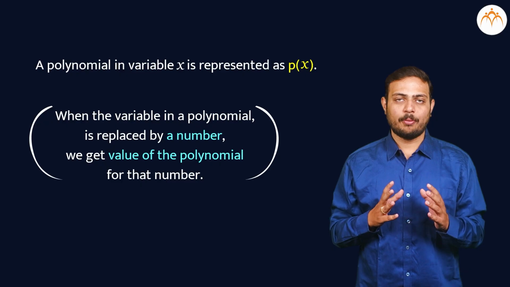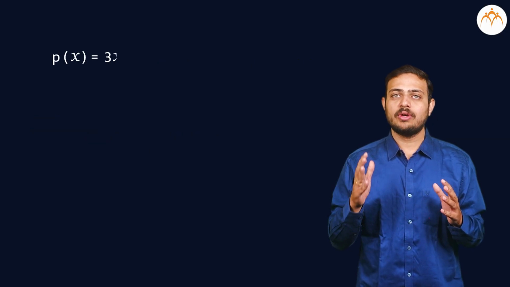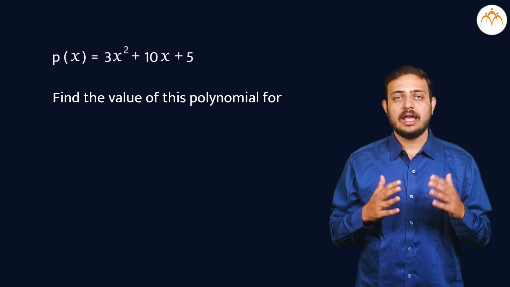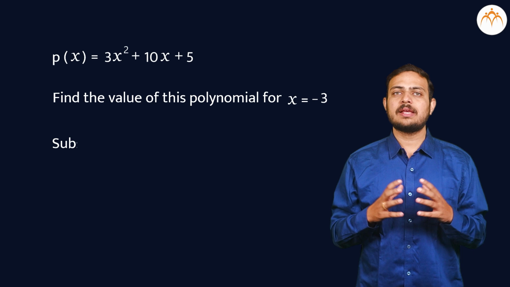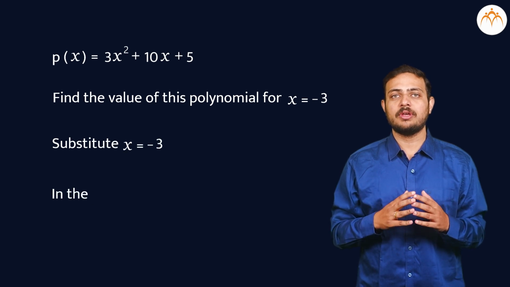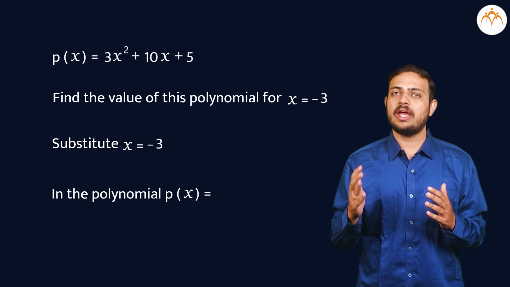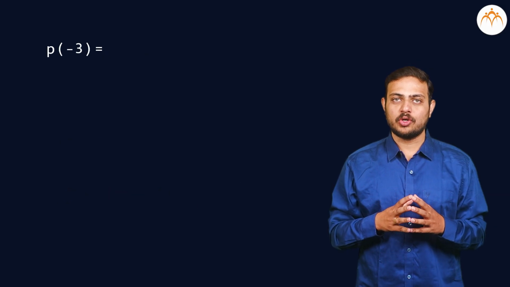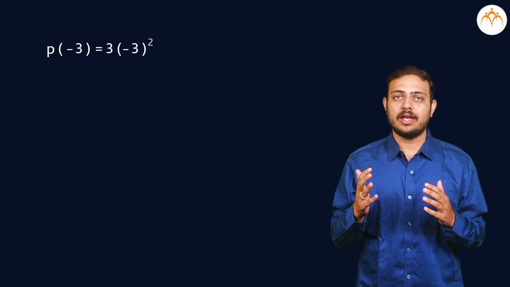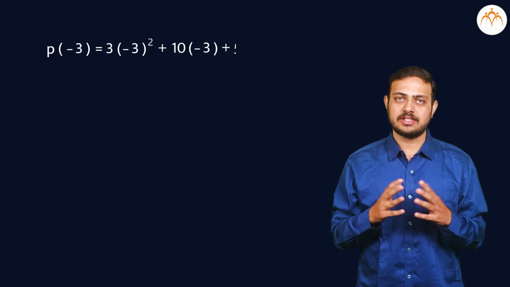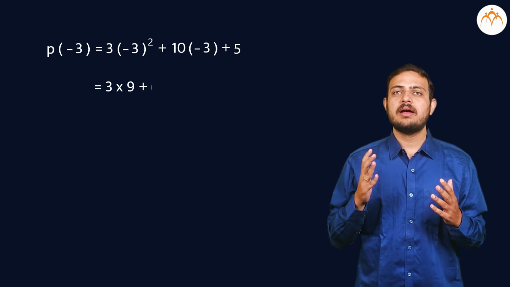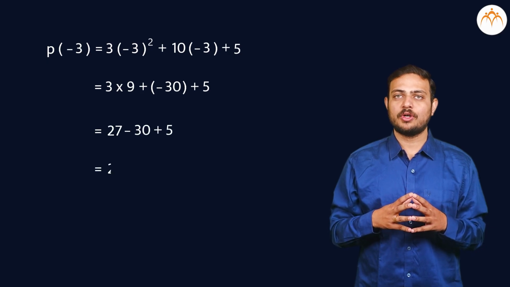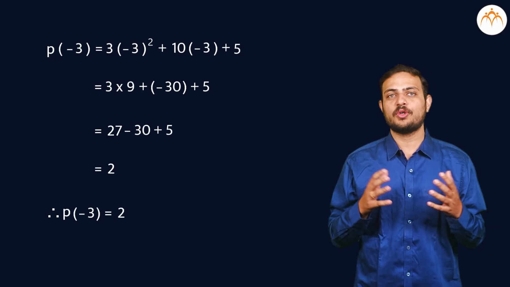Let's study an example. Suppose p(x) is equal to 3x square plus 10x plus 5. Let's find the value of this polynomial for x equal to minus 3. Let's substitute x equal to minus 3 in the polynomial p(x) equal to 3x square plus 10x plus 5. Therefore, p(minus 3) is equal to 3 into (minus 3) square plus 10 into minus 3 plus 5, equal to 3 into 9 plus minus 30 plus 5, equal to 27 minus 30 plus 5, equal to 2. Therefore, p of minus 3 is equal to 2.